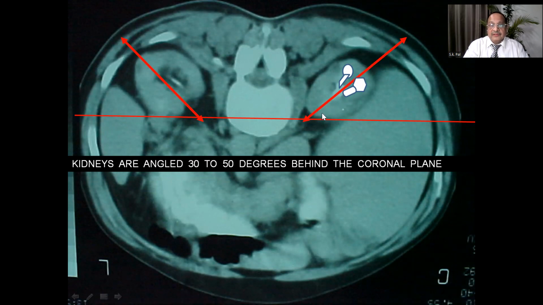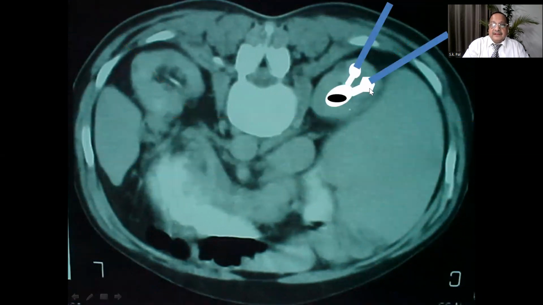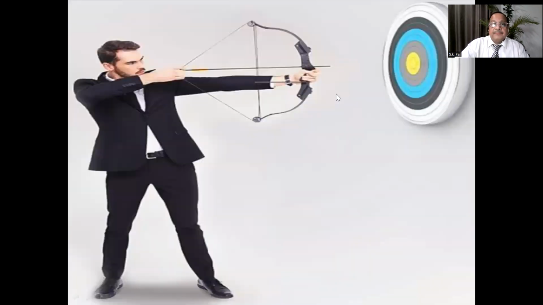In front of us, these are our targets. These are our targets where we have to make a puncture. This is the posterior calyx, this is the anterior calyx, through which we have to enter the pelvic calyceal system to remove this renal pelvic stone.